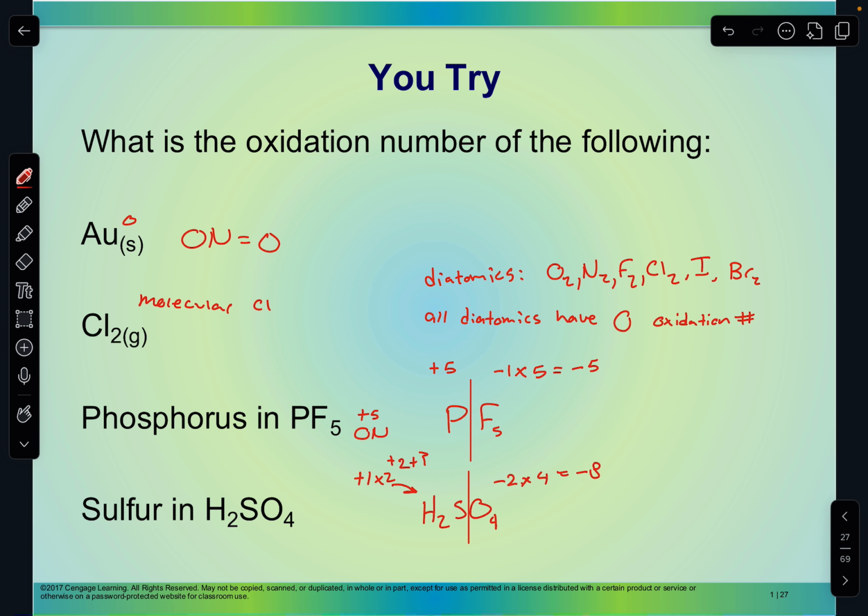plus some number is going to be equal to +8. And we know that it's going to be just some number to equal +8 because there's no charge up here anymore. So +2 plus some number is +8. That's going to be +6. So +2 plus +6 equals +8. And so S has a +6 oxidation number.